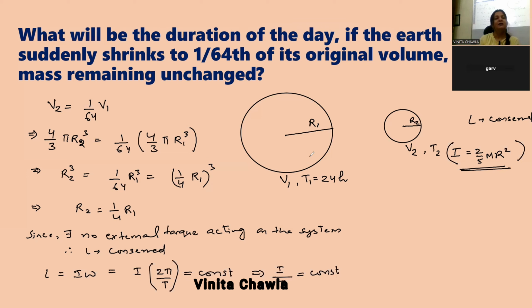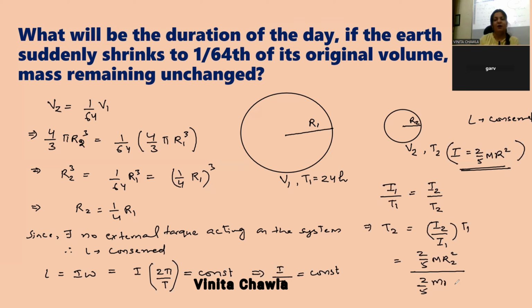Okay, now because I by T is constant, we can write I1 by T1 is equal to I2 by T2. What we have to find? We have to find the value of time period, right? So we have to find T2. We can write this as I2 by I1 into T1. Can we write like this? This I2 by I1 now. I2 is 2 by 5 M R2 square and I1 is 2 by 5 M R1 square into T1.